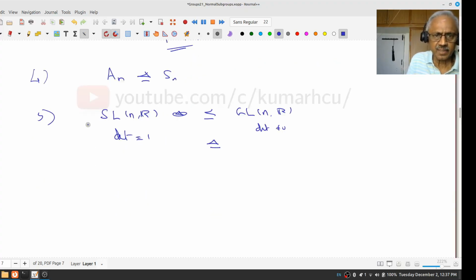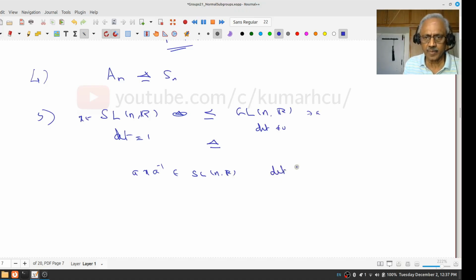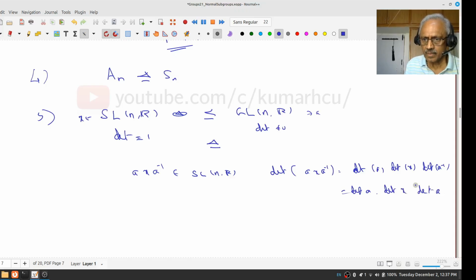That's very easy. Suppose I start with any X here and A here. I want to say A X A inverse is in SL_n(R). The only way I know is to find the determinant. By various properties, this is the determinant of A times the determinant of X times the determinant of A inverse. The determinant of A inverse is 1 upon determinant of A, so they get cancelled, and I get the determinant of X, but the determinant of X is 1, therefore this is normal.